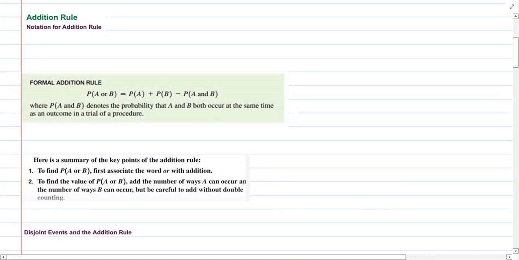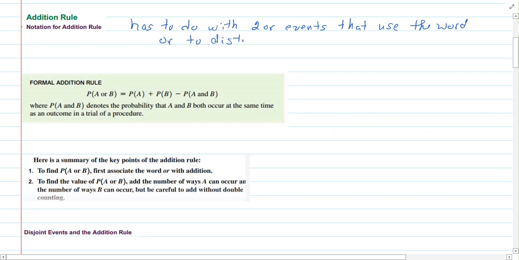The addition rule has to do with two or more events that use the word or to distinguish each event. So, or means to add.